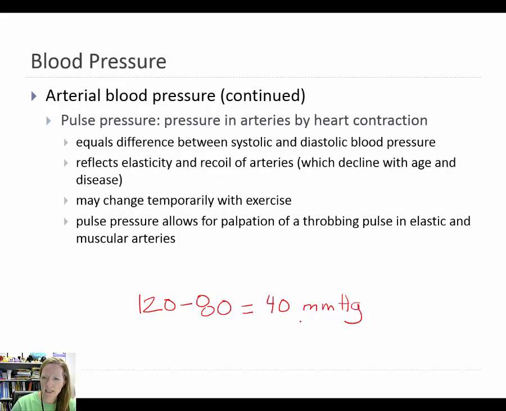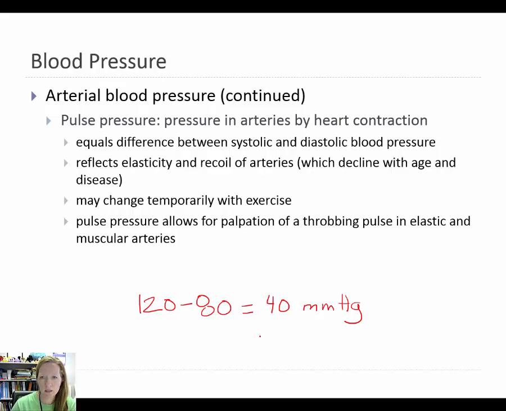And it reflects how elastic the arteries are, how good it's going in and stretching and relaxing and stretching and recoiling, I guess I should say. And remember that elasticity definitely declines with age, so pulse pressure can be used to look for that.